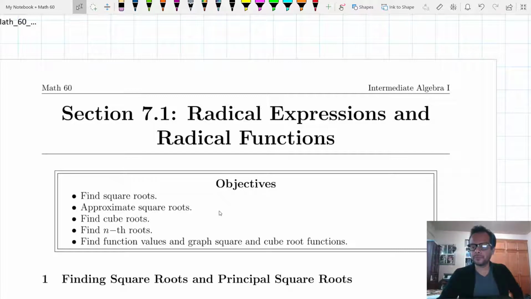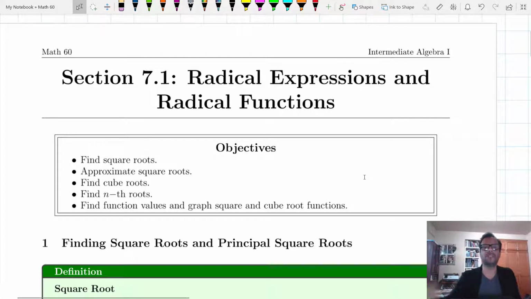Essentially, very similar ideas as we have done in the past with exponents, but in this case we are going to have exponents that are rationals. In the previous few chapters, we were working with expressions that have integers as exponents.